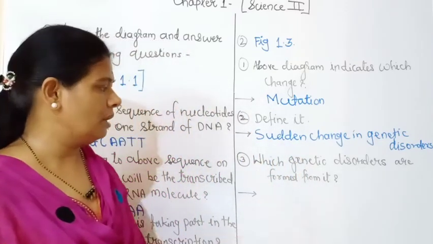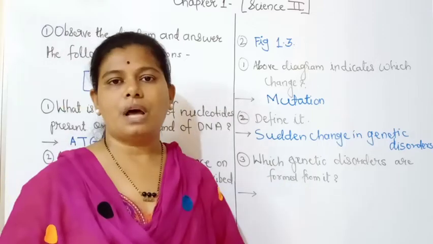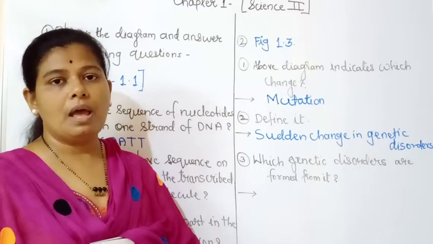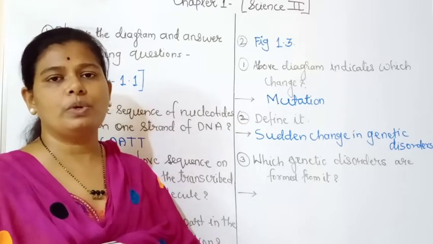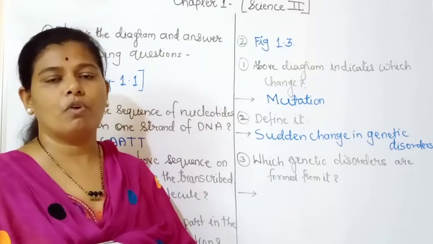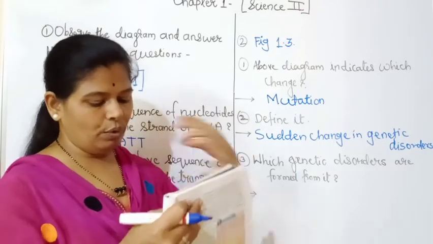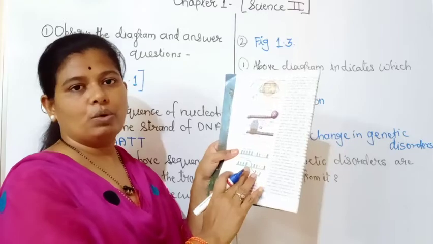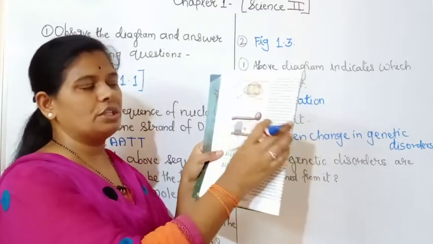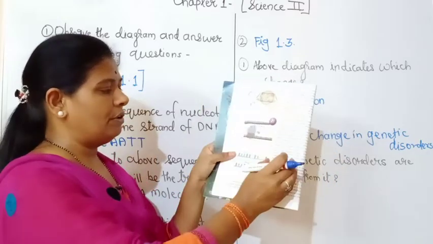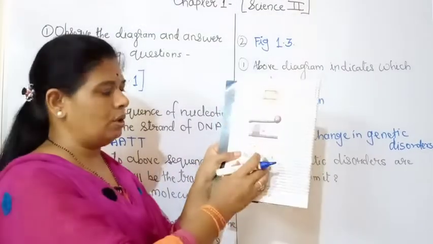Now the question number 3: which genetic disorder is formed from it? So what genetic changes take place, and due to these genetic changes, which disease does the person suffer from, that you have to tell here. So read the information, as I told you, the diagram and the information, each and every time, because in the exam for this activity no paragraph will be given, only the diagram.